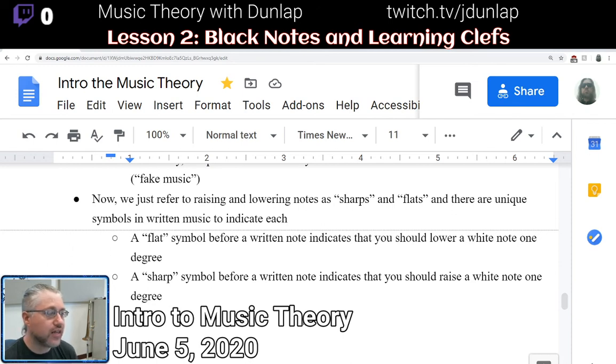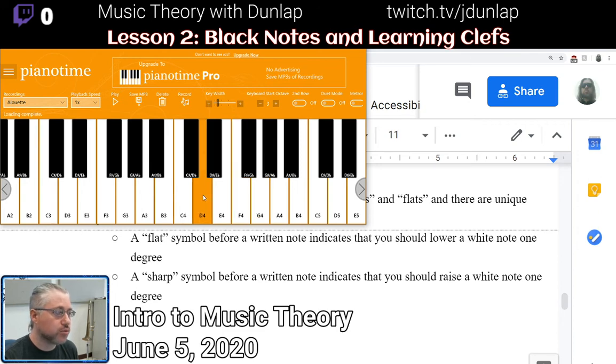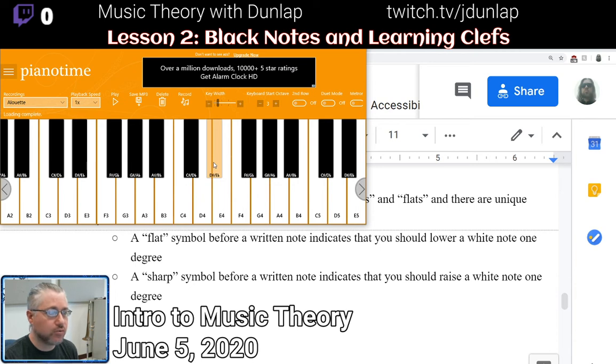The symbol of the flat before a written note indicates you should lower the white note 1 degree. That does not mean if I've already got a flat and I put another flat that I lower the note another step. What we're talking about with sharps and flats is that we are either raising or lowering, altering a white note. If I have a symbol of D sharp, all I'm doing is raising a D white note up to the black note above it, because what I said was raise it 1 degree. So a G flat would be take a G white note and go down 1 degree. So that's the nearest note, that black note.